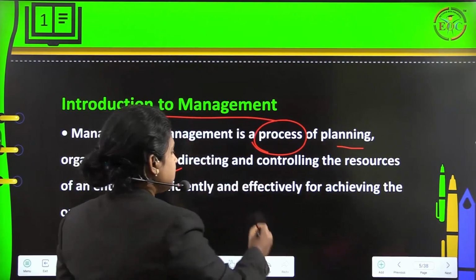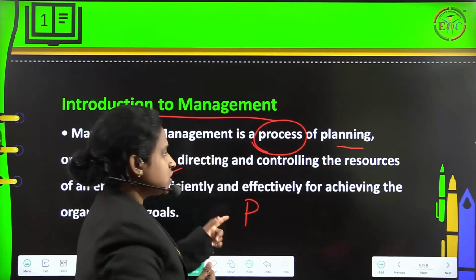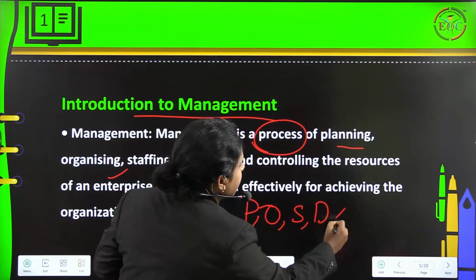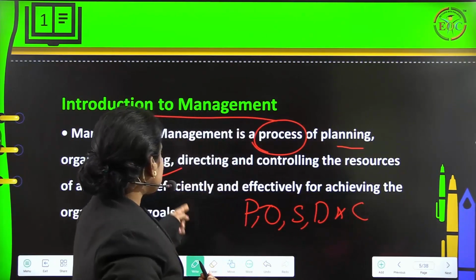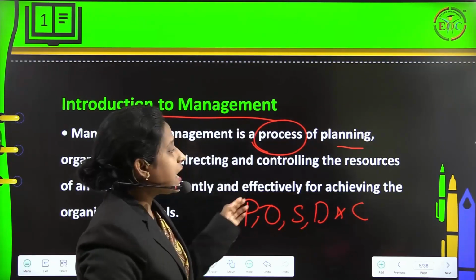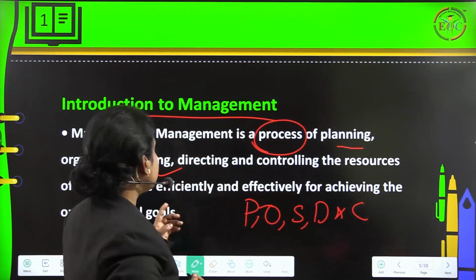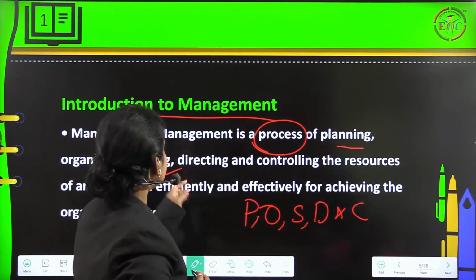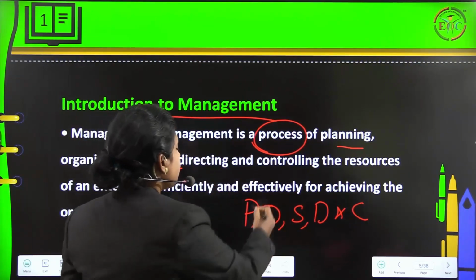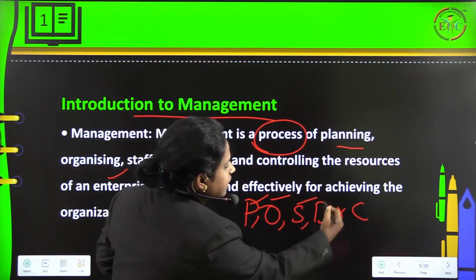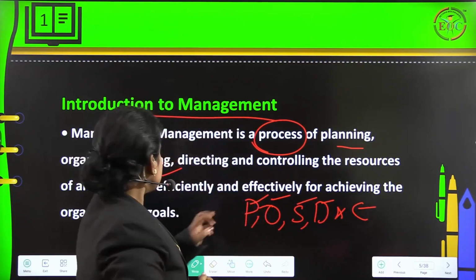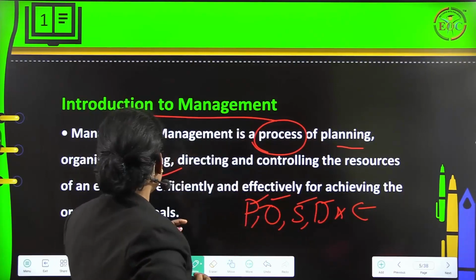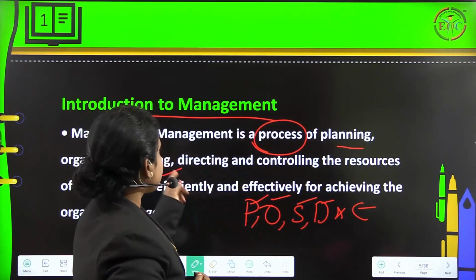What are they planning? First, they have to plan for the organization. After that you have to organize, then staffing, then directing and controlling the resources of an enterprise efficiently and effectively for achieving the organizational goal. So this is the meaning of management that we have to understand. Therefore management is a process of planning, organizing, staffing, directing and controlling the resources of the enterprise effectively and efficiently with the purpose of achieving what? The organizational goal is what we have to understand.